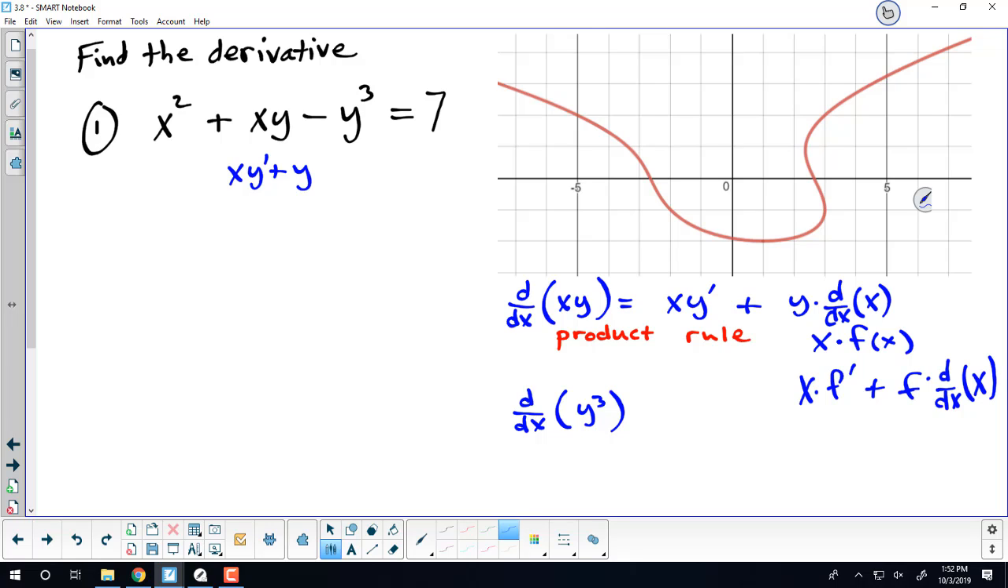Right? And that's the only difference there. Well, what's the derivative of f? I don't know. I can just label it as the derivative of f. If I knew what f was, I could tell you what the derivative was, but I don't. So that's your x times f prime, x y prime, right? And then here's your function y times the derivative of x times 1.